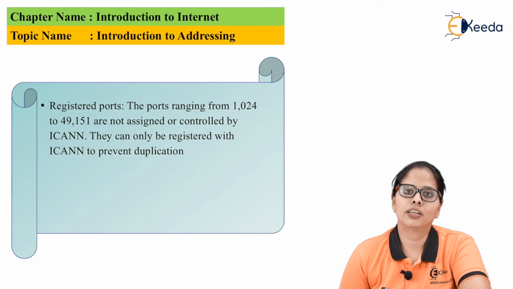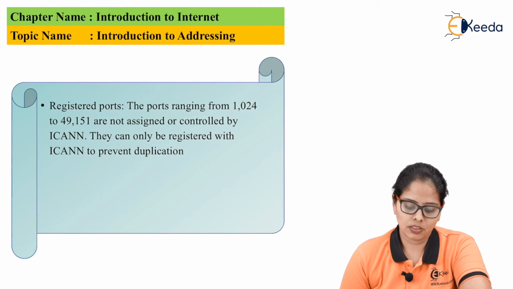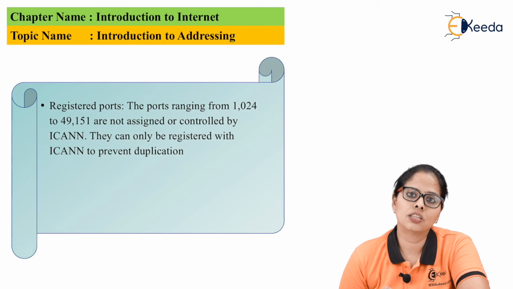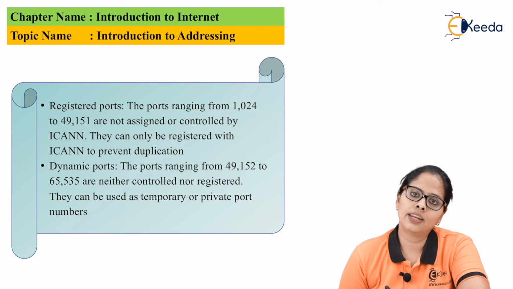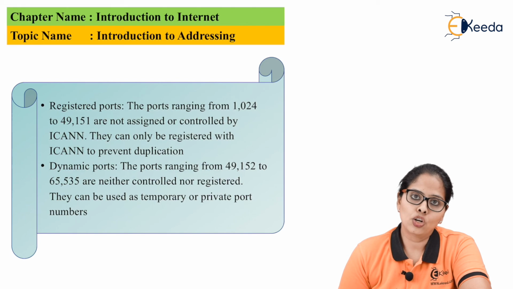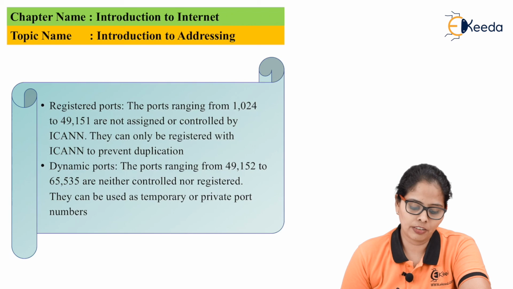Now let us discuss the next category, that is registered ports. The ports ranging from 1024 to 49,151 are not assigned or controlled by this committee. These ports are just registered with ICANN. They are not going to manage them. The next category is dynamic ports. The ports ranging from 49,152 to 65,535 are neither controlled nor registered. They are just used as temporary ports.